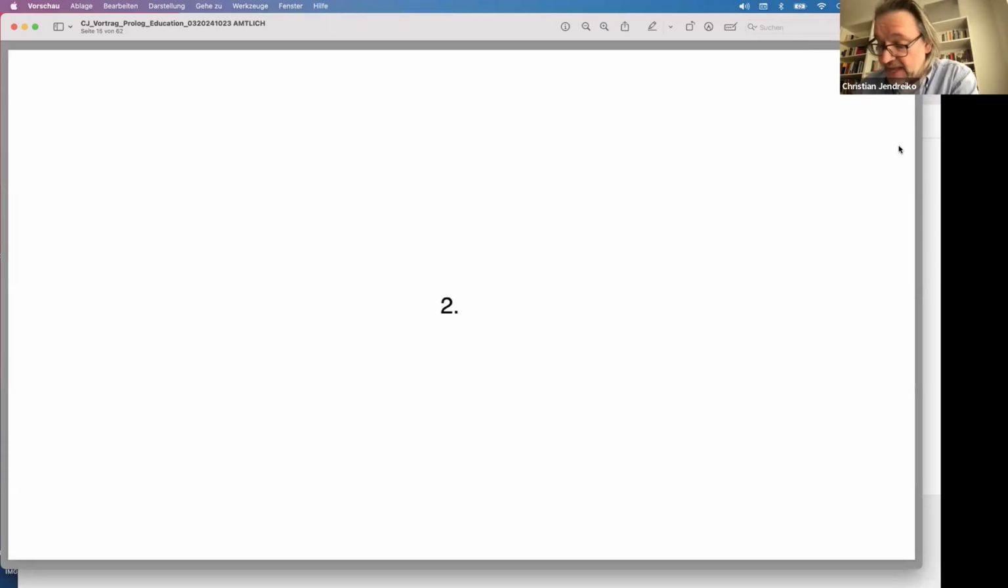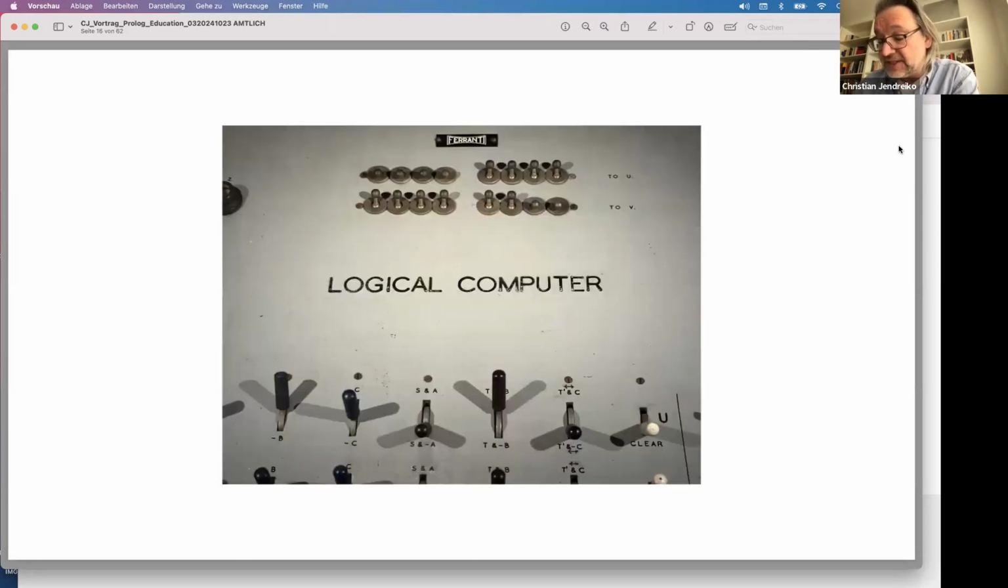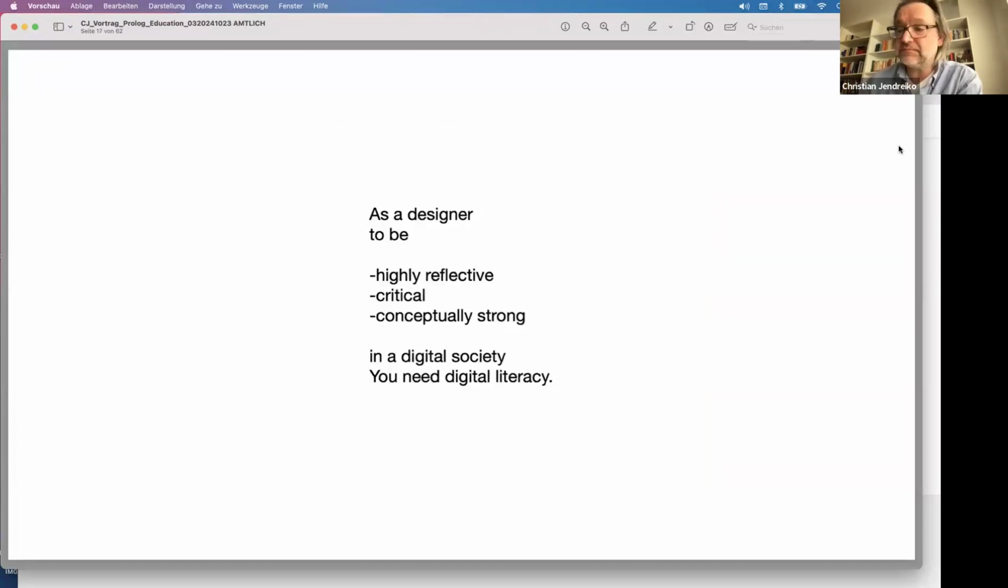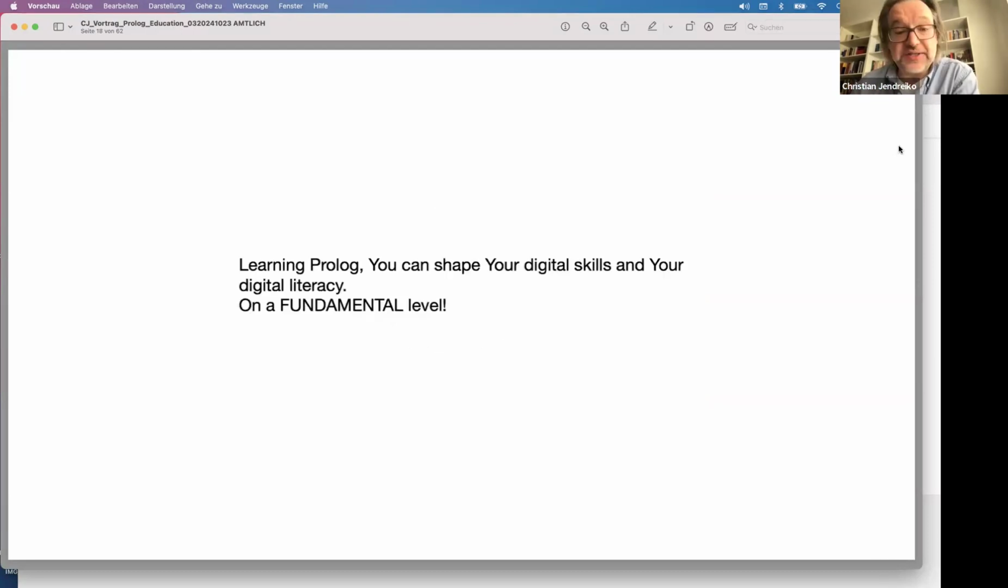The second reason: because the computer itself is a logical machine and programming is based to a great deal on logical thinking, teaching Prolog is for me an ideal tool to foster what is called digital literacy on a fundamental level. And that is what you need as a designer today, because to be highly reflective, critical, and conceptually strong in a digital society, you need digital literacy. Learning Prolog, you can shape your digital skills and your digital literacy on a fundamental level.